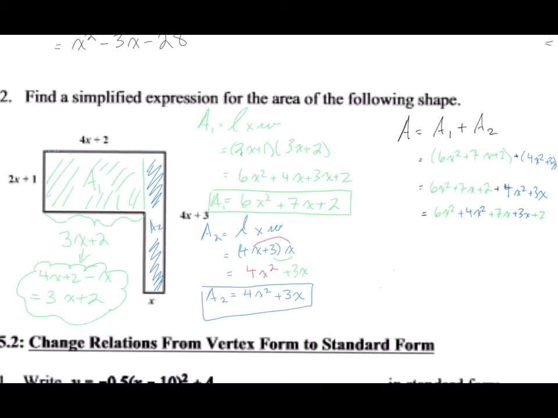So now let's bring the like terms together. 6x squared plus 4x squared is just 10x squared. And then 7x plus 3x is going to give us 10x. And then finally we have left over just plus 2, so we'll just tack that on the end. And that is our total area, 10x squared plus 10x plus 2. And that's our simplified expression that we're looking for.